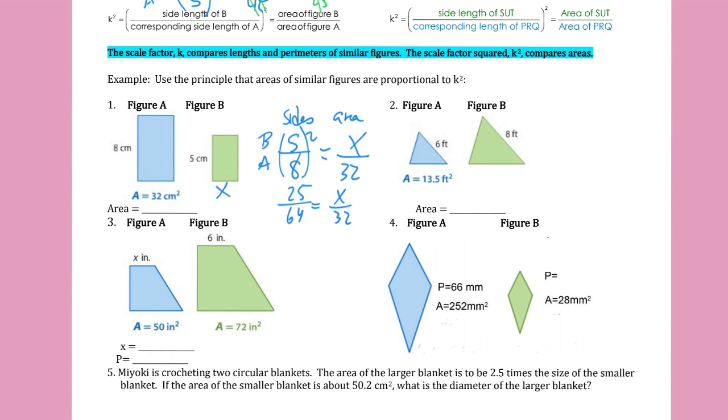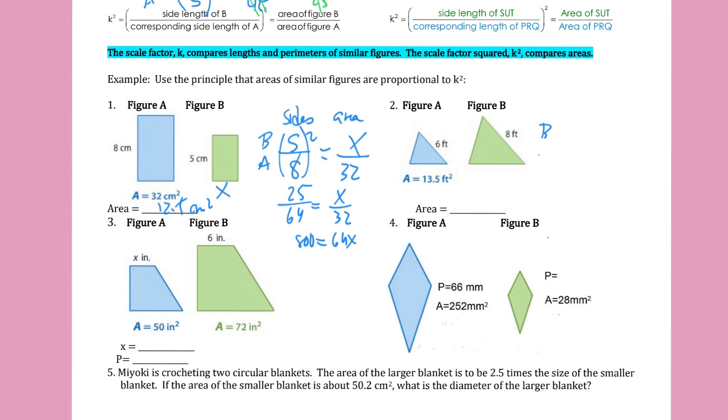So if you cross multiply to solve it, you're going to get 800 equals 64x. Divide both sides by 64, and you get x is 12.5. So that means that the area of the smaller figure is 12.5 centimeters squared. So they're related, but you just have to square the ratio of the sides to equal it to the ratio of the areas. So let's try the next one.